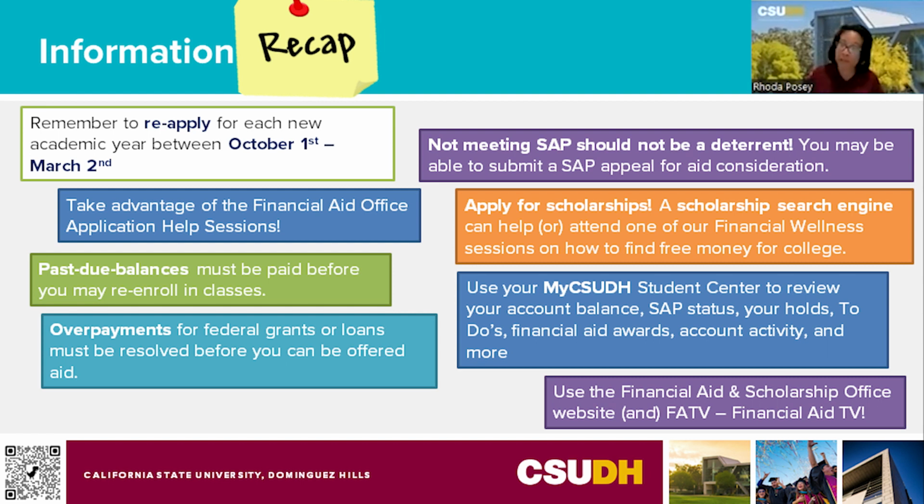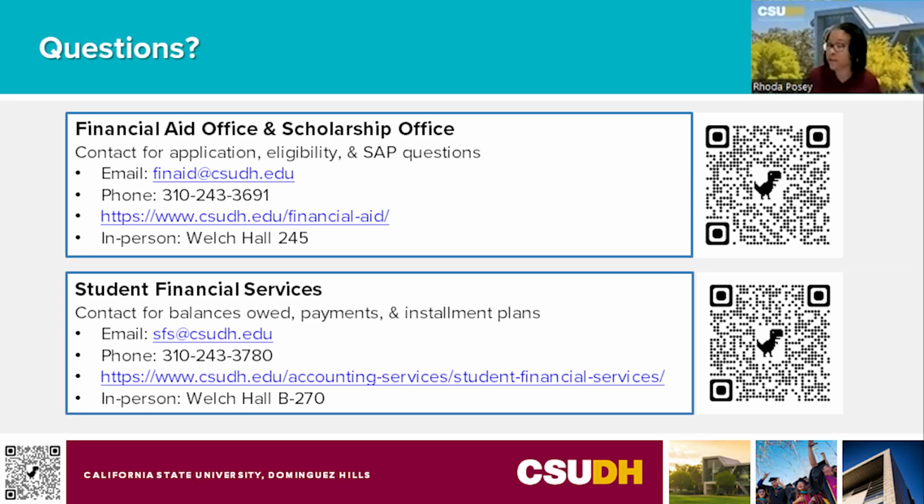And then lastly, we'll close it out, giving you a little plug for using our webpage and financial aid TV. I am leaving you with the contact information for the Financial Aid and Scholarship Office, as well as Student Financial Services. Our offices are related and we interact with each other, but we have separate roles and responsibilities. The Financial Aid Office will help you with the application, your eligibility, and SAP questions. Student Financial Services is all about your student account: balances owed, payments, and installment plans.